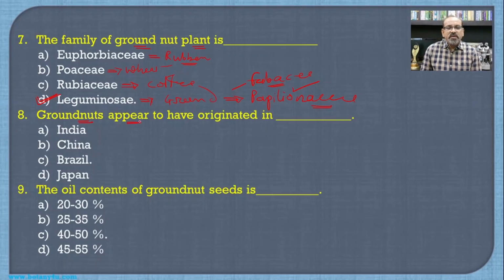Then groundnuts appear to have originated in... You must remember such type of question with the name of the country. So the groundnut is originated, or it is a native plant of Brazil, and hence it is the answer for this question. The oil content of groundnut seed is, if you see the chemical composition of the groundnut seed, then 40 to 50% of the oil is present in the groundnut seed, and hence it is the answer.